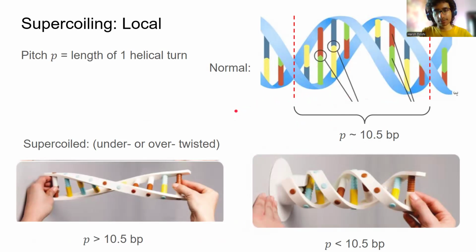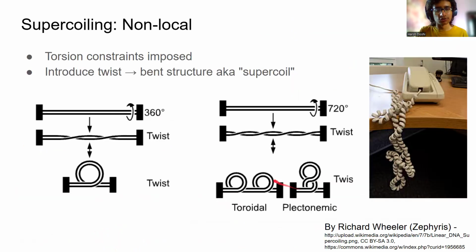However, if for some reason the DNA is underwound or overwound, undertwisted or overtwisted, then this number of base pairs that constitutes one single turn can change. It can be either undertwisted, which means that the number of bases is higher, or it can be overtwisted, which means that one single turn has a lower number of bases. And this sort of state is what leads to supercoiled DNA. This is a local twist property, which eventually leads to non-local effects, such as shown here.